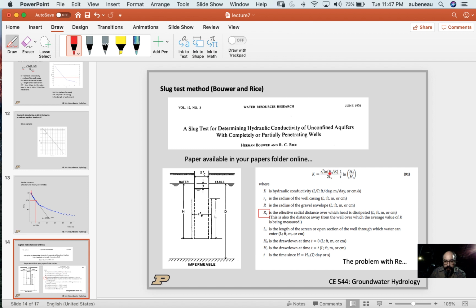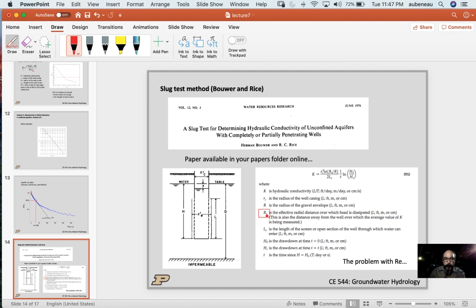Now, the effective radial distance here is basically what we've called the radius of influence before. And this is tricky. The question becomes, okay, how do I know how far that slug test is influencing, or how far I'm measuring the parameters? I've said that all those slug test methods are usually local, they measure not very far from the well, but not very far is how much, right? How far is that? And that's the R_e problem. The effective radius is not obvious to calculate.